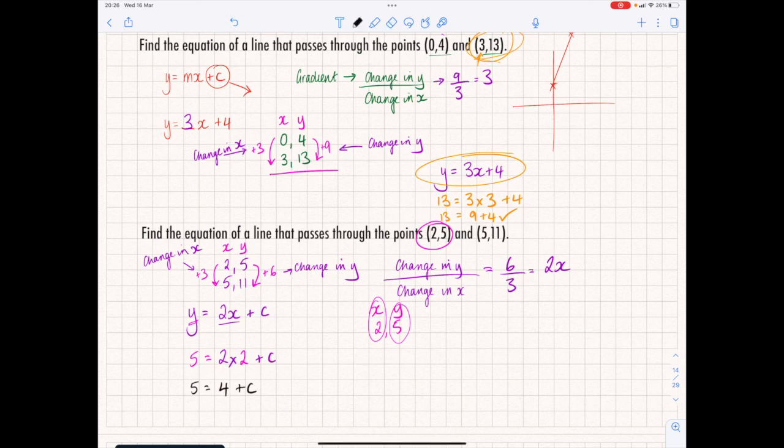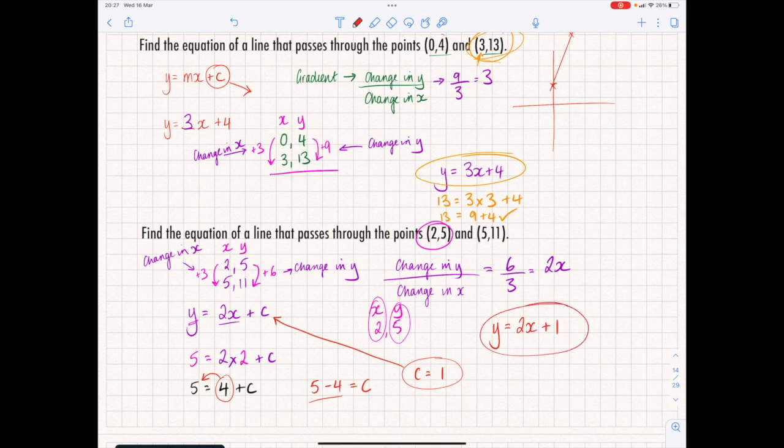And remember, what you're trying to find is this part here. That's what you're looking for, the c part of your equation. So you need to get it on its own. So all you do is you take this 4, put it over there. To rearrange that, if you're moving it over the equal sign, it changes from a positive, which it is at the moment, to a negative. So you're saying 5 minus 4 is equal to c. So c is therefore equal to 1, because 5 minus 4 is 1. So your c value becomes 1, and you take that, put it up there. So you say y is equal to 2x plus 1.